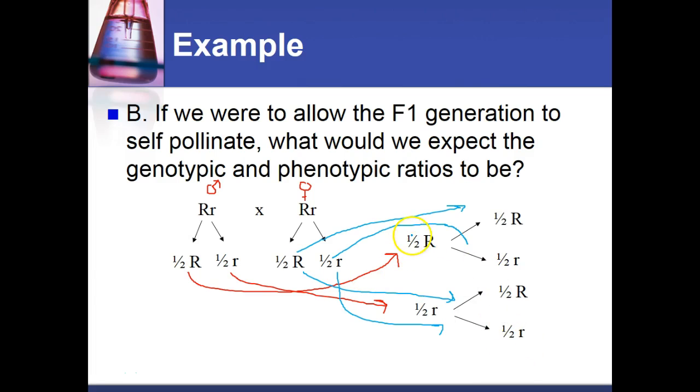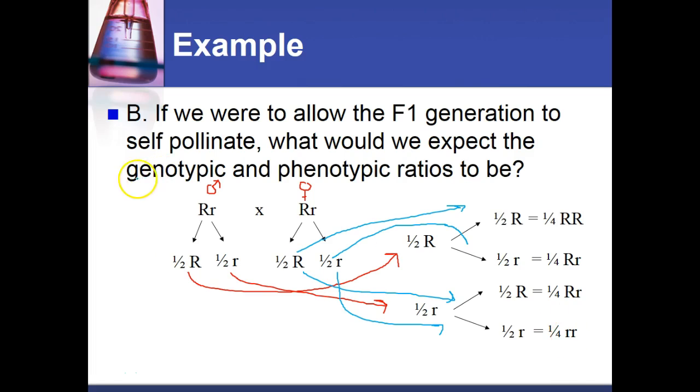Then you combine them. 1/2 times 1/2 gives us 1/4 big R, big R. 1/2 times 1/2 gives us 1/4 big R, little r. 1/2 times 1/2 gives us 1/4 big R, little r. Now notice the little r comes first in this case, but because our big R is dominant to the little r, we write it first. And to finish it up, 1/2 times 1/2 is 1/4, little r, little r. You can combine those.